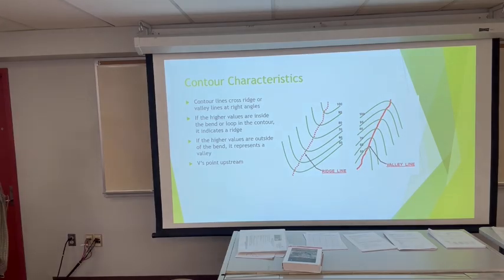Other contour characteristics talk about ridge lines and valley lines or ditch lines. Contours cross at ridges and valleys at right angles. If the higher values are inside the bend or the loop, it indicates a ridge. If the higher values are on the outside of the bend, it represents a valley. This is kind of a hard one really to wrap minds around. It still kind of trips me up. I still literally would have to look at contour maps and look at the numbers and get that in my head.